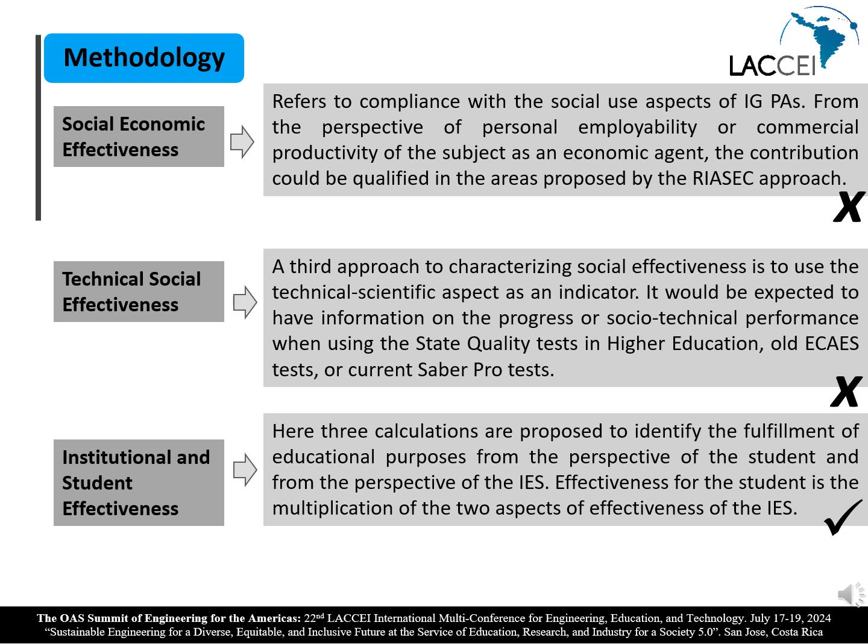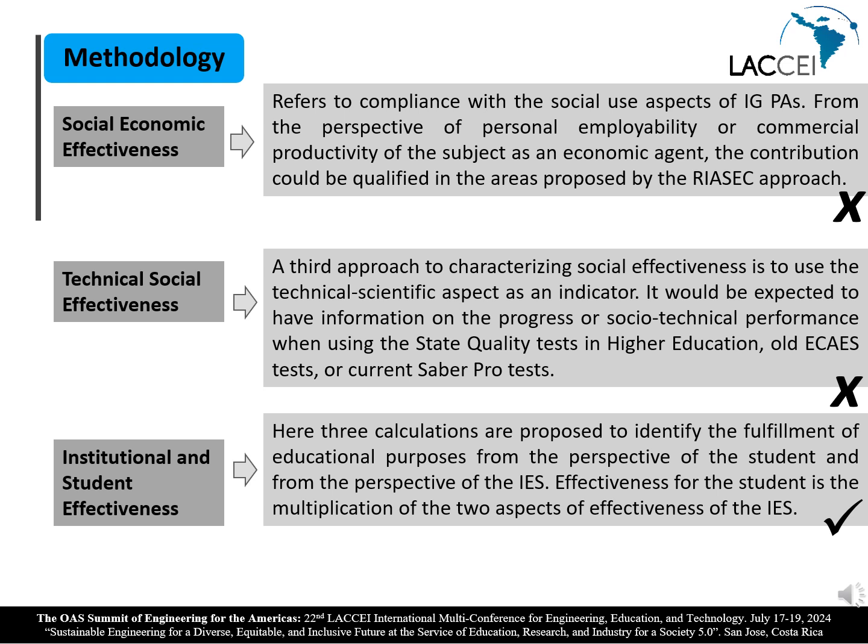Methodology. In this, it's necessary to know the different opportunities. In this case, there are three: socio-economic efficiency, technical-social efficiency, and institutional and student efficiency. Socio-economic effectiveness is not used in this case. Technical-social effectiveness either. But what is used is institutional and student efficiency, which consists of the following.